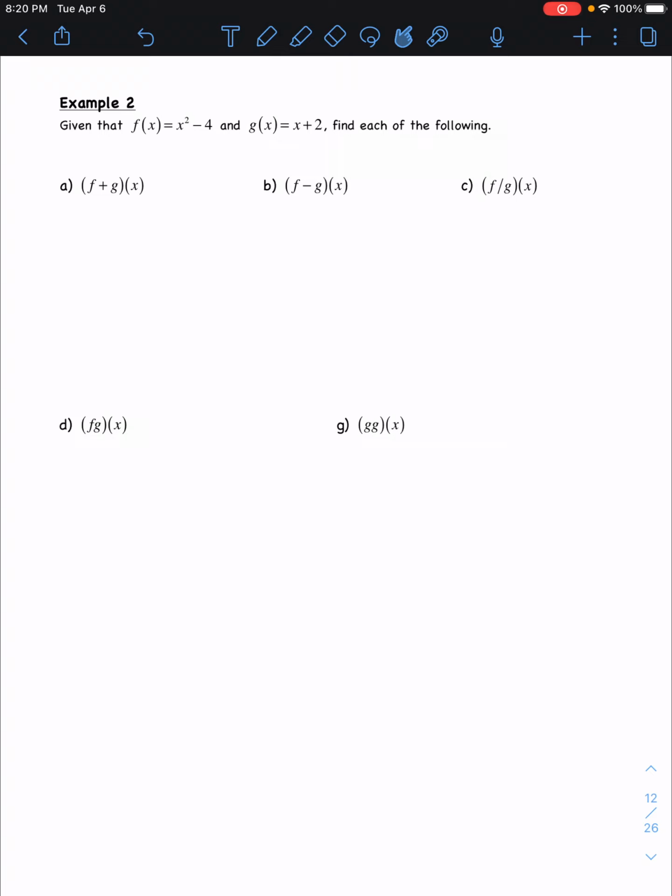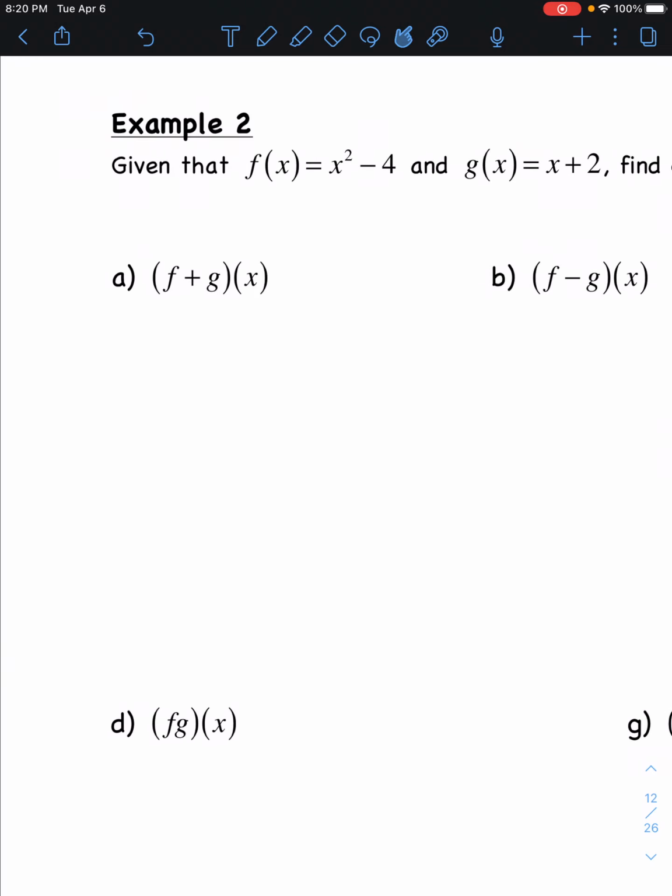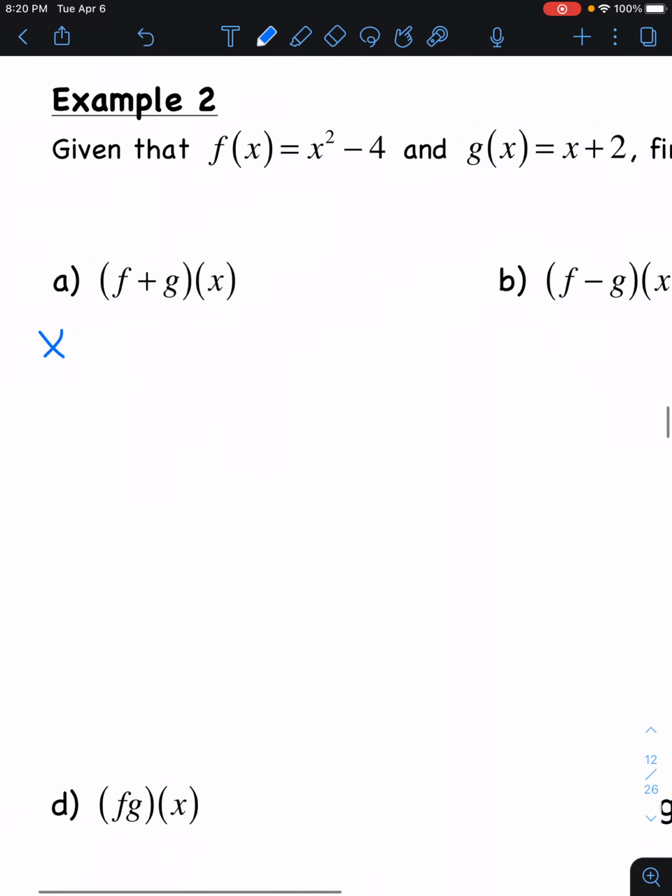So in A, it says f plus g of x. And it doesn't have a number there for x. When it has the x, say, right here, that means keep an x in the problem. So what we're going to do is literally add f plus g together. So we're going to take x squared minus 4, which is the f, then a plus, and then we're adding the g, which is x plus 2.